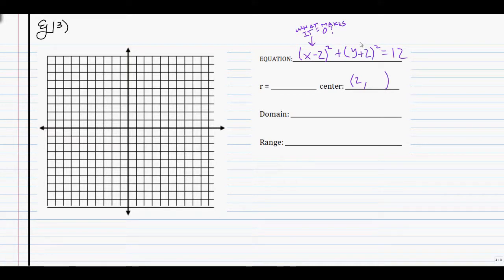Over here, what makes that guy equal to 0? Well, that would be -2. So our center is going to be at the point (2, -2). So right about here. And again, if I make it big enough, I've covered a lot of options.